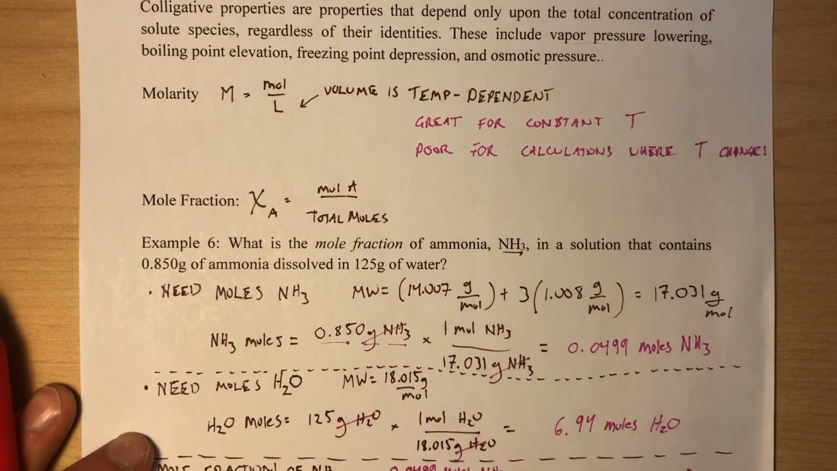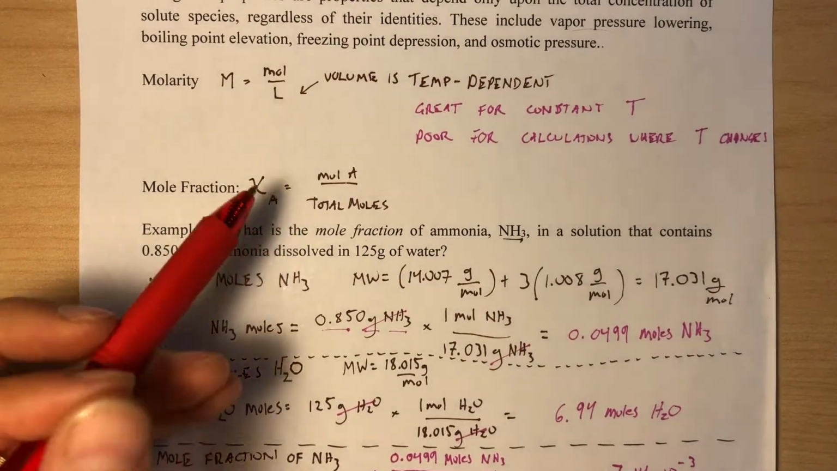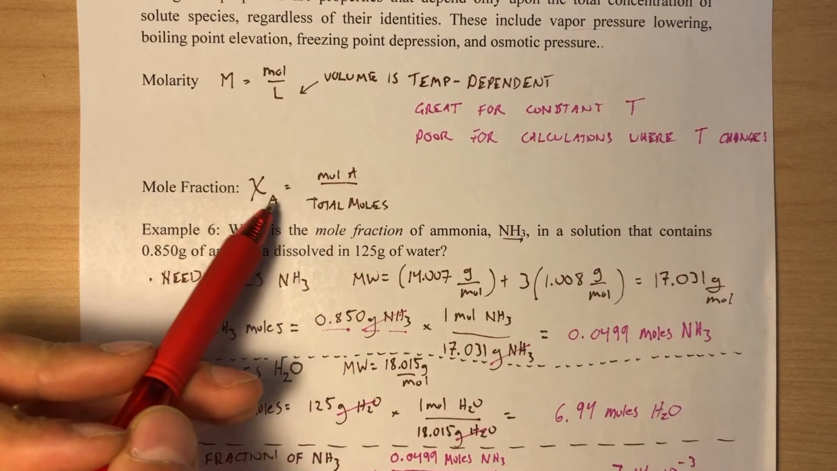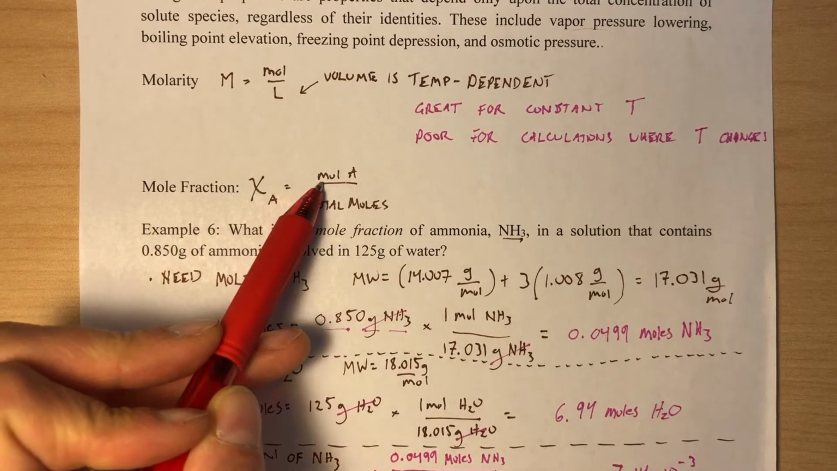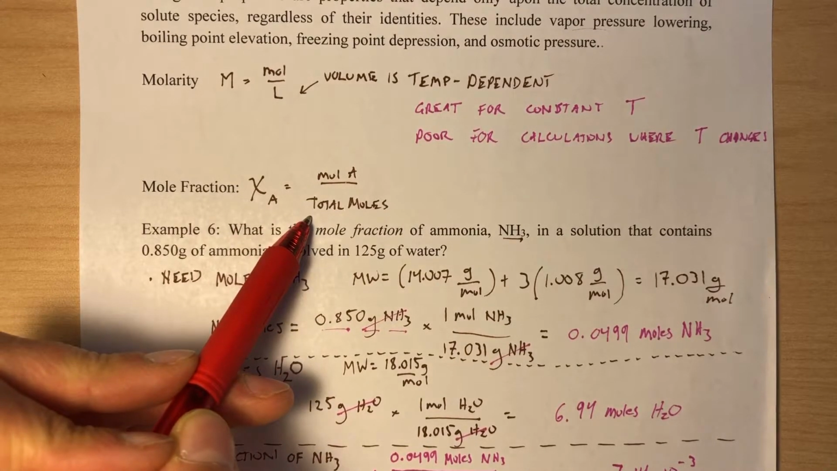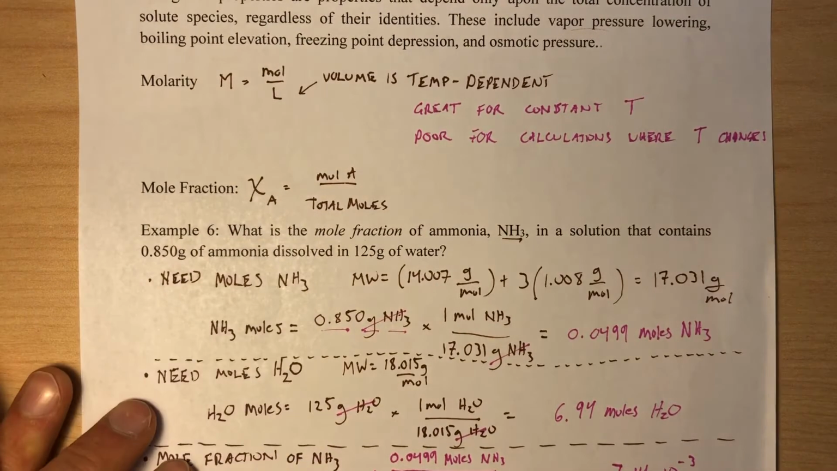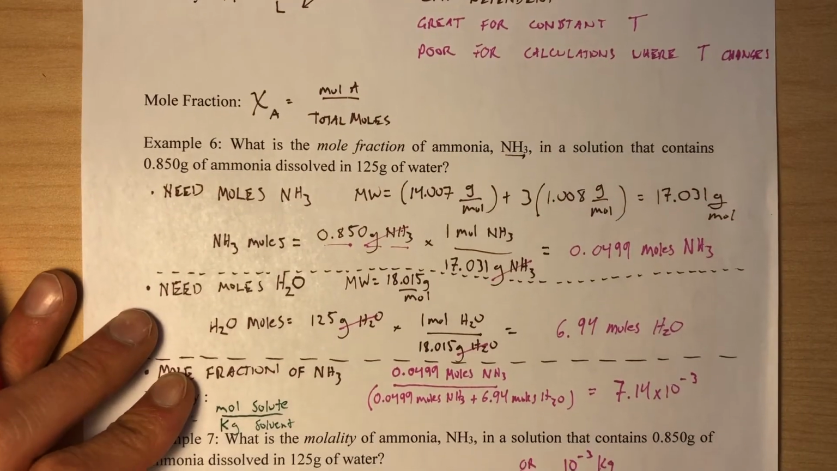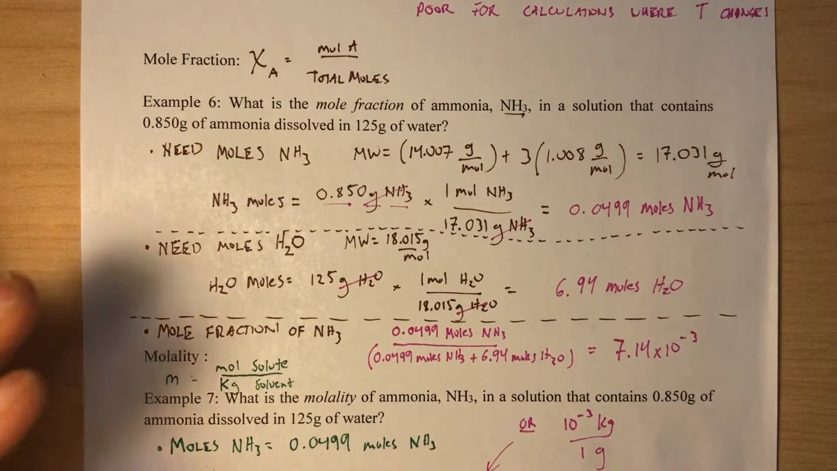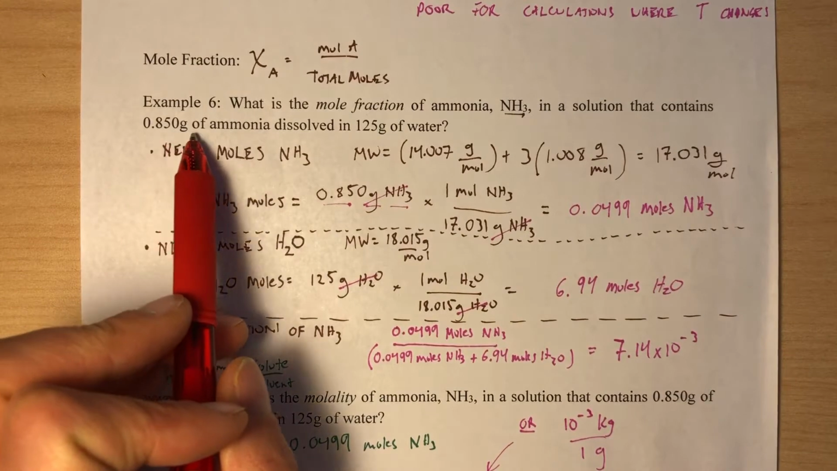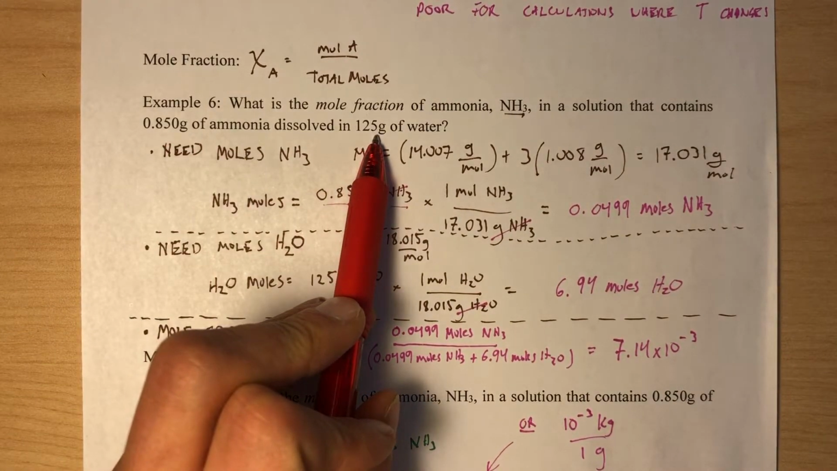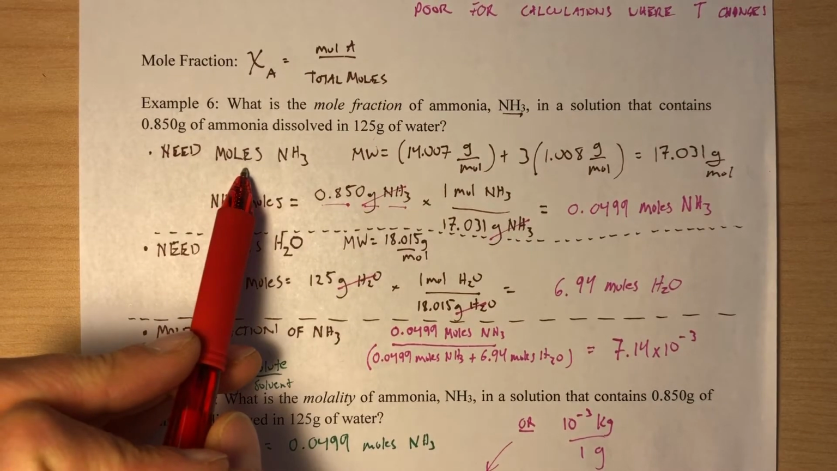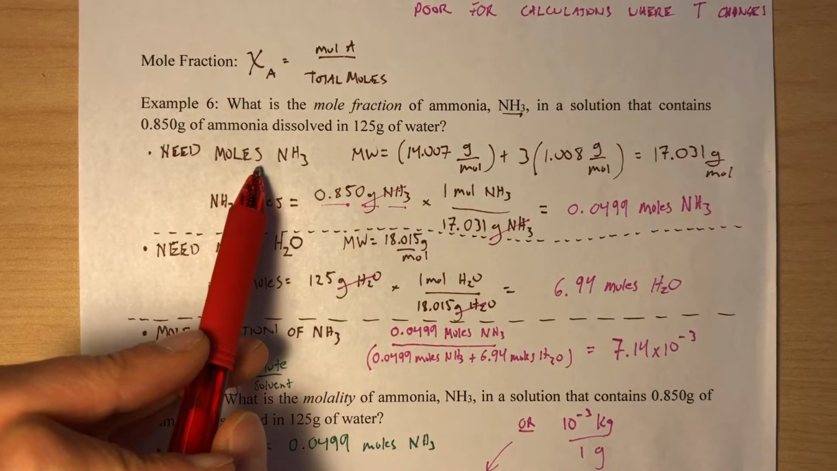Conversely, what we can use is something like mole fraction, chi of A. The mole fraction of A, chi of A, is equal to the moles of A divided by the total moles that you have. So let's look at a calculation involving the mole fraction of ammonia in a solution that contains 0.850 grams of ammonia dissolved in 125 grams of water. So what we need here is moles of ammonia, NH3.